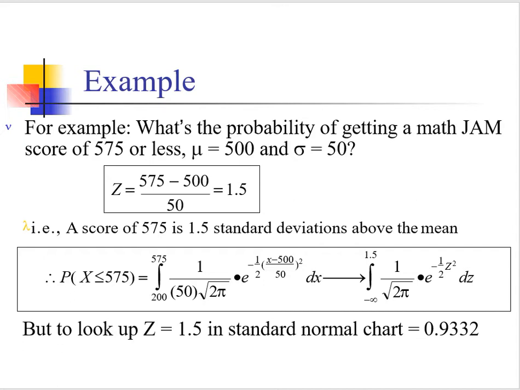P of X less than or equal to 575 is equal to the integral from 200 to 575 of 1 over 50 root 2 pi, times exponential of minus 1 by 2 times the square of x minus 500 by 50, dx. But look up z equal to 1.5 in the standard normal table, and it gives 0.9332.